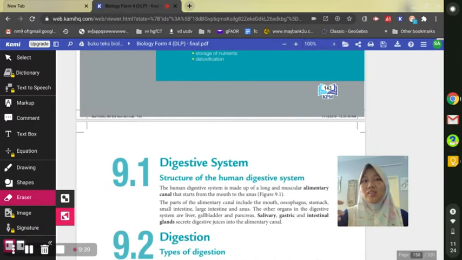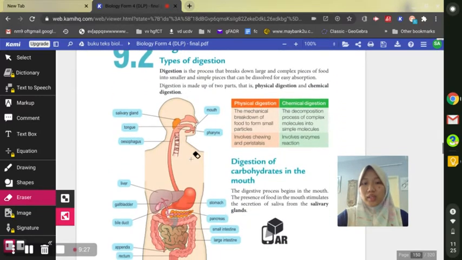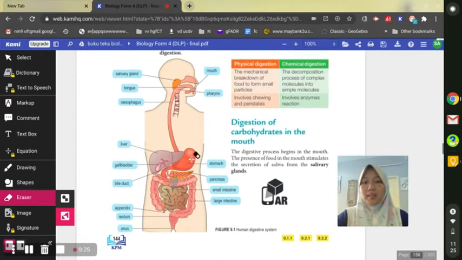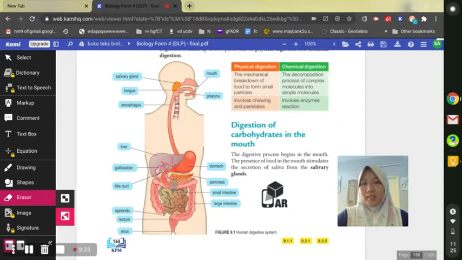We need to understand the structure first. The structure involved here is a long and muscular alimentary canal. What is the alimentary canal? It's made up of the parts from mouth to anus. Okay, let's look at the diagram on page 144 of the textbook. So it starts from the mouth, esophagus here, stomach, small intestine, large intestine, and then finally anus.